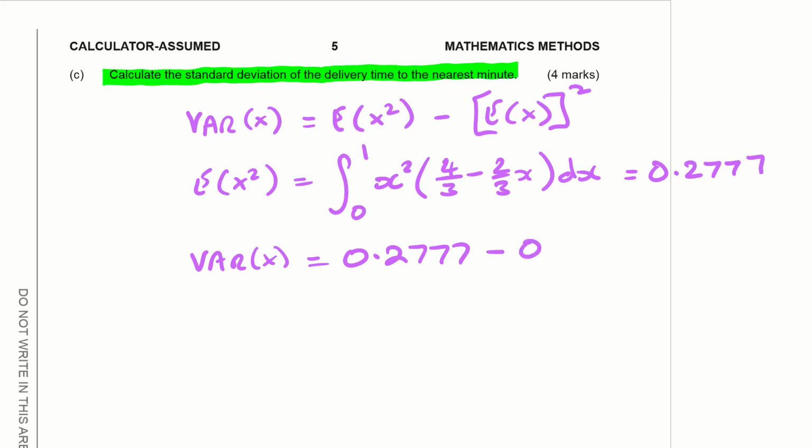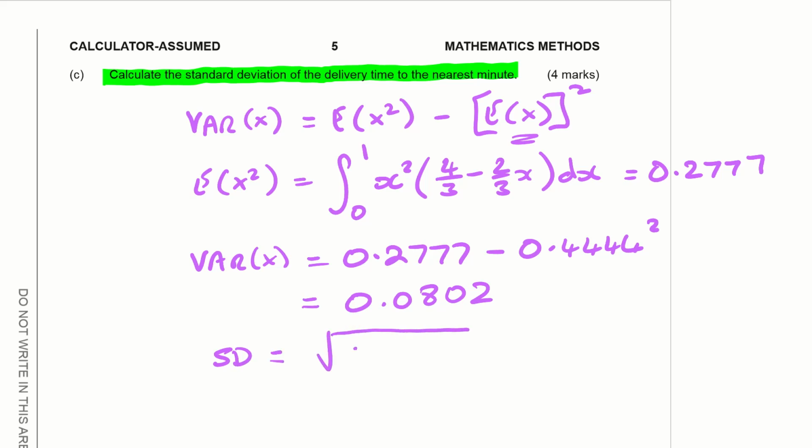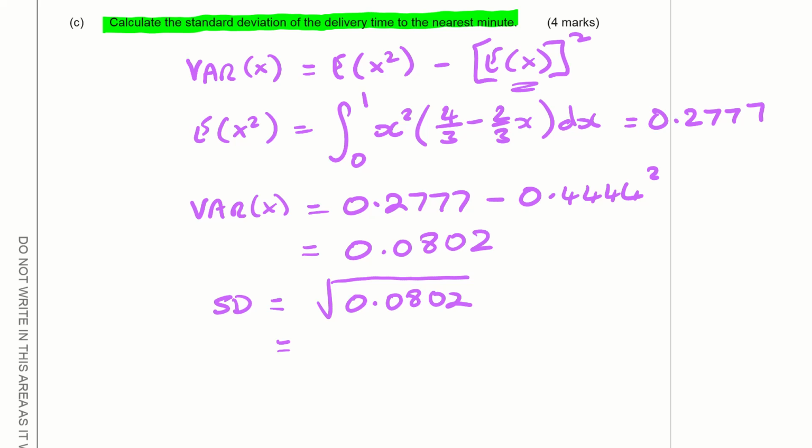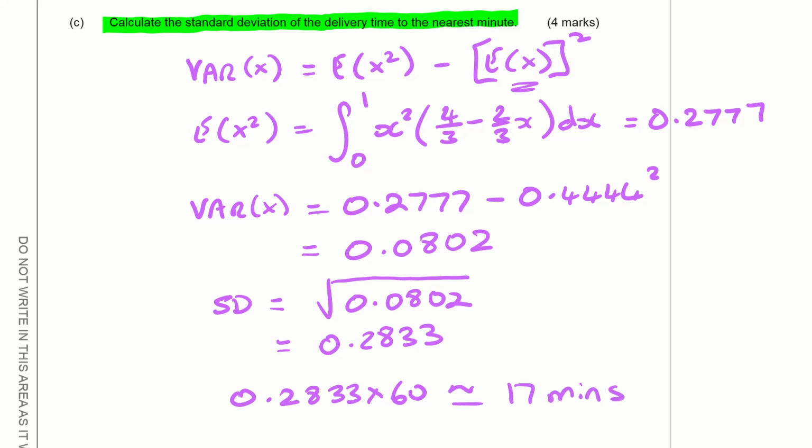So var x is going to be 0.2777 take away 0.4444 squared. That's the expectation of x squared there. And that gives me 0.0802. And so the standard deviation is going to be the square root of 0.0802. And that gives me 0.2833. Once again, we want that in minutes. So 0.2833 times 60 is approximately 17 minutes, or it's 17 minutes to the nearest minute.